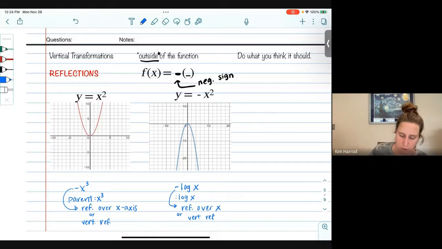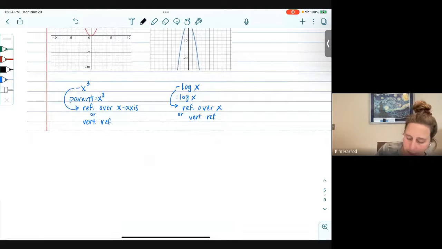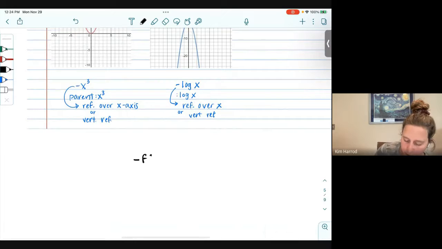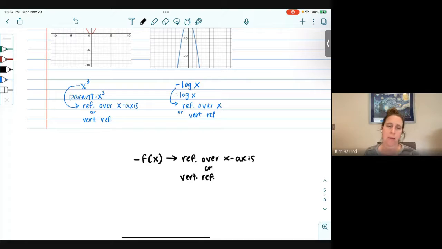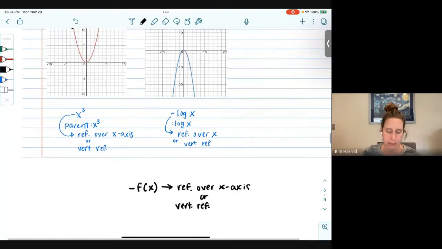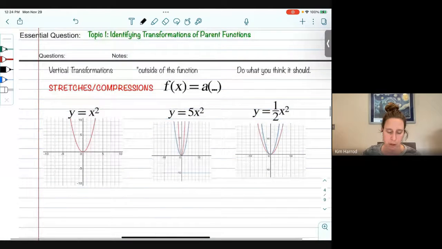Okay, so put a summary on the bottom of every slide. So negative f of x is going to cause a reflection over the x-axis, or if you want to call that a vertical reflection, that syncs better with some people, that's another way to describe it. So we got that one. Now we'll go to compressions and stretches.